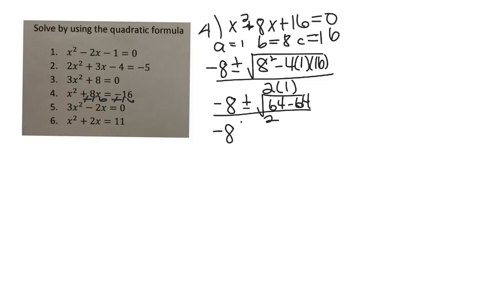And that's negative 8 plus or minus the square root of 0 divided by 2, which is just negative 8 divided by 2, because when you add 0, you get negative 8, and when you subtract 0, you get negative 8. So x is negative 4.